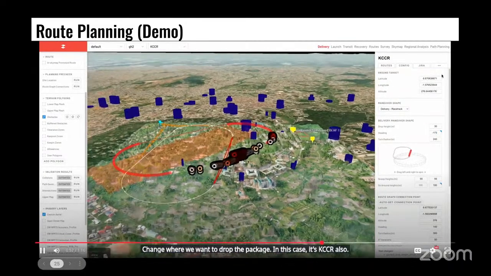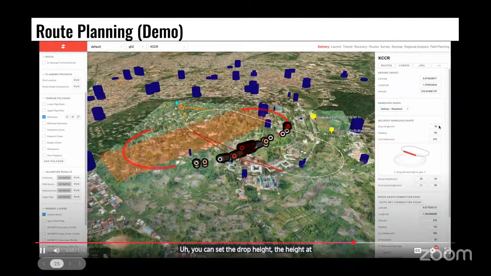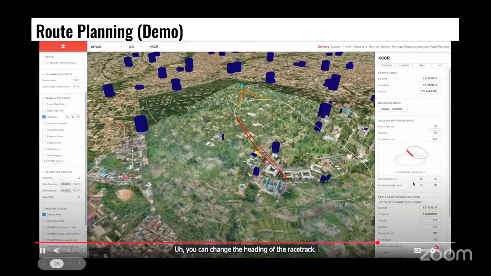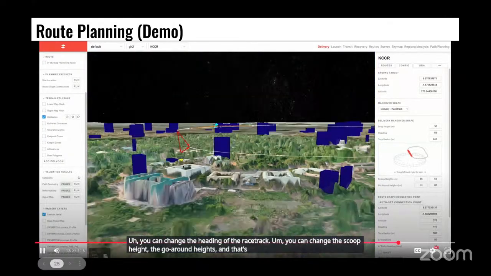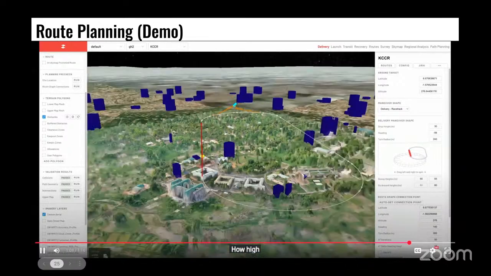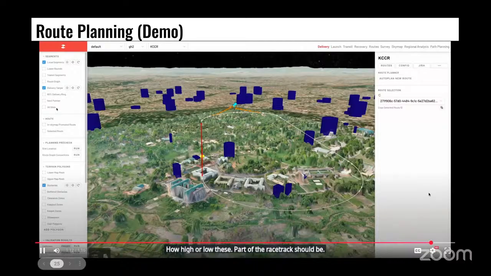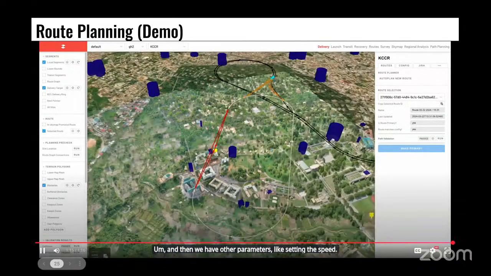So you have the coordinates here. You're able to change the coordinates. You can set the drop height, the height at which the package should be dropped. You can change the heading of the racetrack. You can change the scoop height, the go around heights, and that's how you control how high or low these parts of the racetrack should be. And then we have other parameters like setting the speed and all of that.